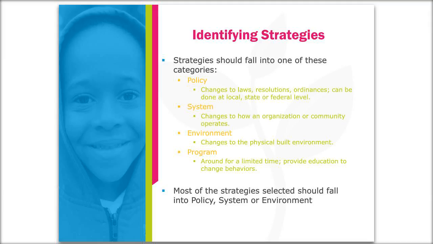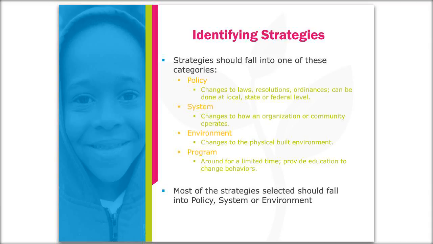Environmental changes are changes to the physical built environment. So this could be creating bike lanes, creating sidewalks, crosswalks, things to improve walkability and encourage people to walk throughout the community. And then programmatic changes are around for a limited time and provide education to change behaviors, and a lot of times these support the bigger policy, systems, and environmental changes.